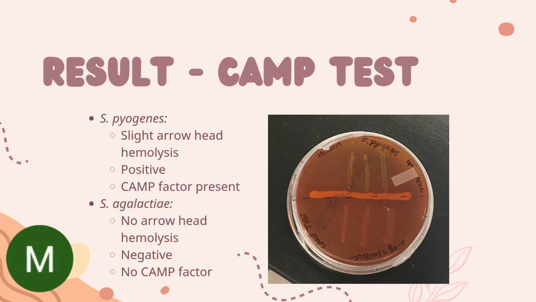For the CAMP test, first we see there's a line in the middle, that's the S. aureus that caused hemolysis. Then we see the other three lines for S. pyogenes and S. agalactiae. For S. pyogenes, we see a slight arrowhead hemolysis, which means that there is a positive result as there are CAMP factors present that enhance the S. aureus hemolysis. For S. agalactiae, there's no arrowhead hemolysis, so this is a negative result and there are no CAMP factors present.